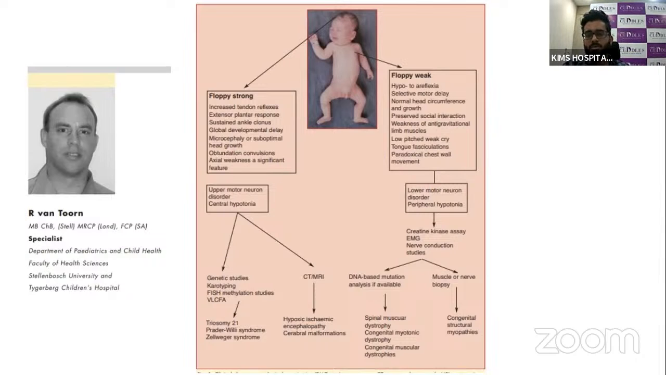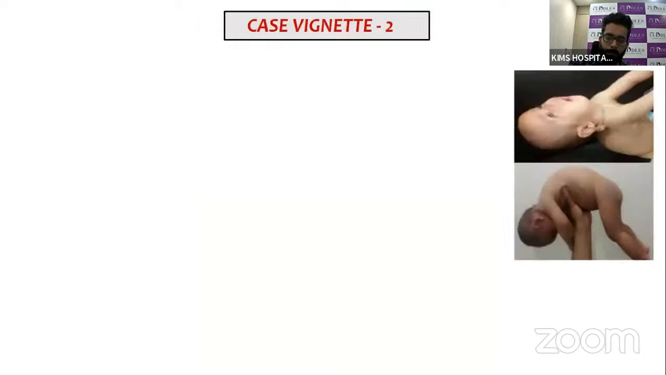But this approach is a little outdated, I think, because now we have a lot of steps being skipped. Invasive tests like EMG are only done in a few situations, and we can directly go to genetics. We'll discuss that in the later slides. So this is the approach. Before going into the proper etiology by each category, I think we should have another case.